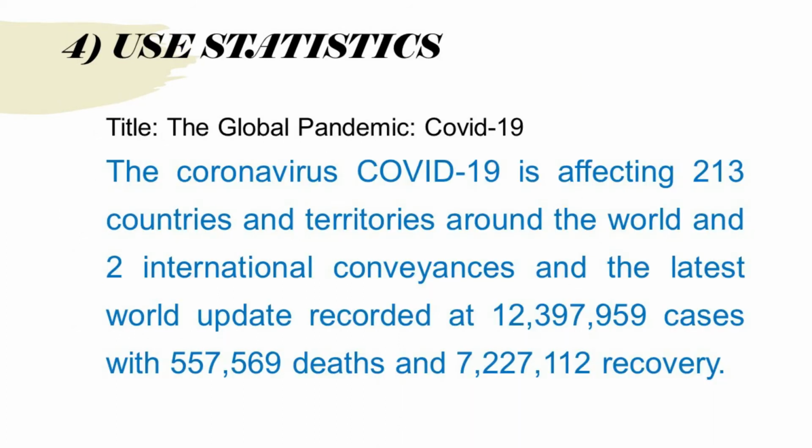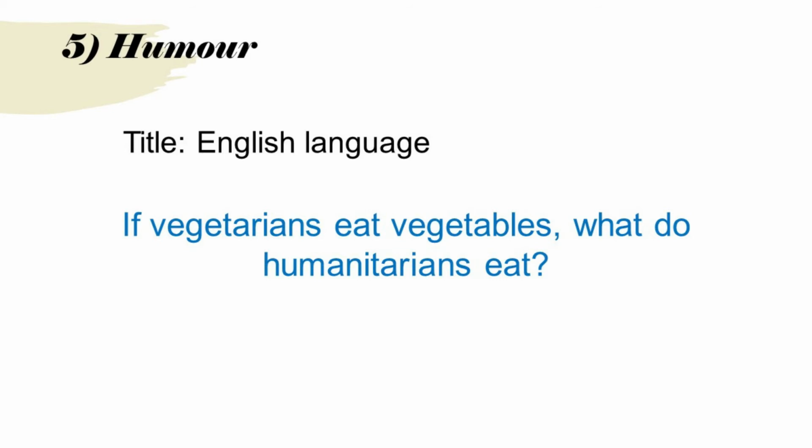For example, the coronavirus COVID-19 is affecting 213 countries and territories around the world and 2 international conveyances, and the latest world update recorded 12,397,959 cases, with 557,569 deaths and 7,227,112 recoveries. You can also use humor.